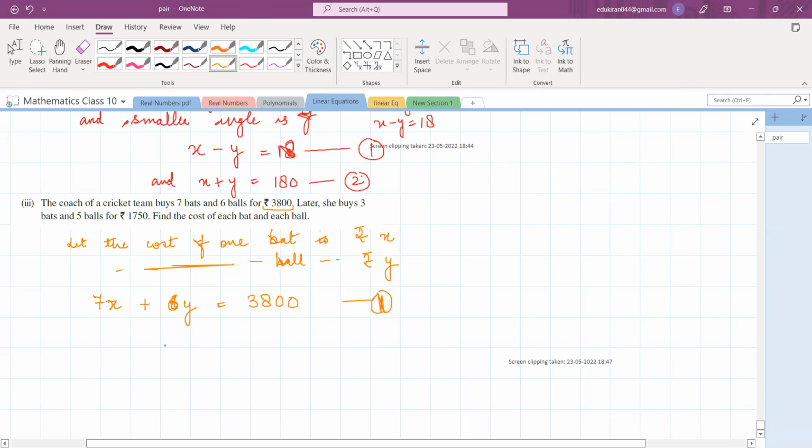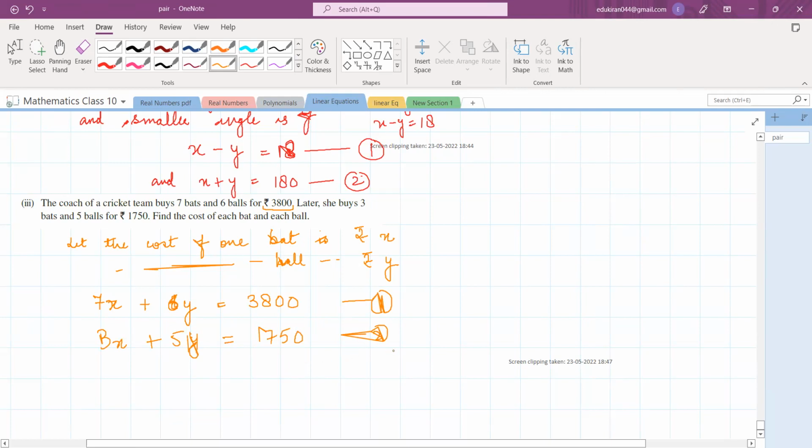Okay. Next, 3 bats and 5 balls. So 3 into X plus 5 into Y. This will give you 1750. Equation number 2. Now it's simple. Again, you have to solve it. You just have some large numbers here.